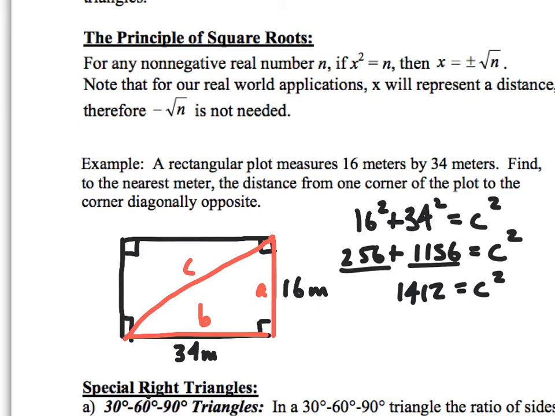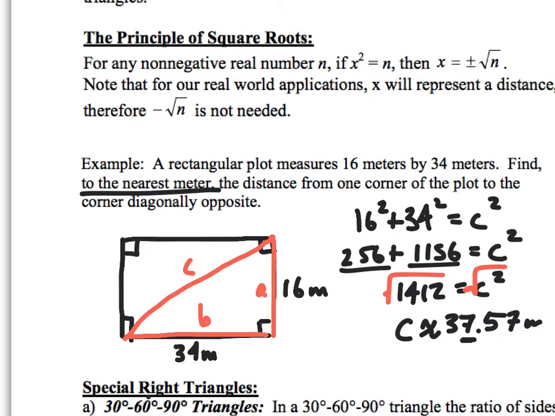Now to solve for C, I'm going to take the square root of both sides. If I wanted to take the square root of 1,412, that's something that I would need to put in my calculator. When I put that in the calculator, it gives me that C is approximately 37.57 meters, but it wants us to round to the nearest meter. So here's my nearest meter, the 7 here. I'm going to look at my 5. Since 5 would make me round up, that tells me that C would be approximately 38 meters.